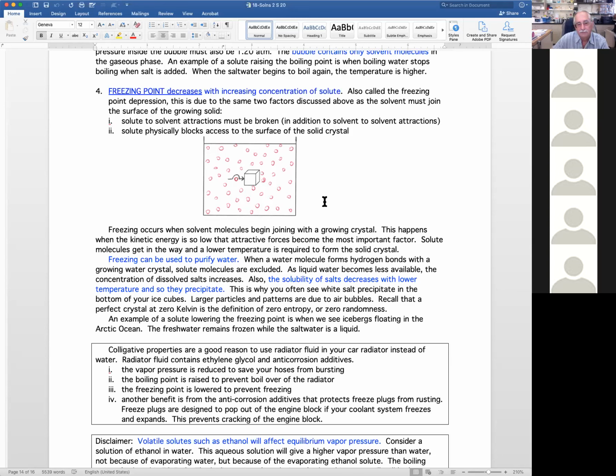But it turns out it's for the same two reasons. So instead, you're going from the liquid and you're trying to join up with this growing crystal. So you're talking about this surface right there. But it's the same two principles. The solute and the solvent are attracted to each other, so you have to break those attractions. Then the solute physically blocks access to that growing surface, that growing crystal.